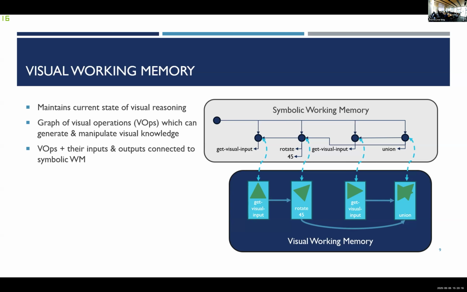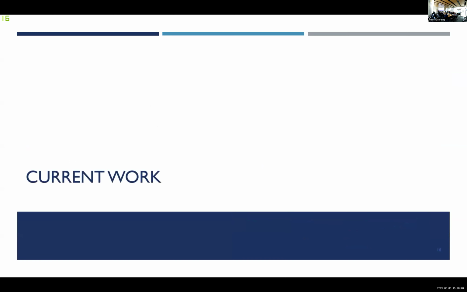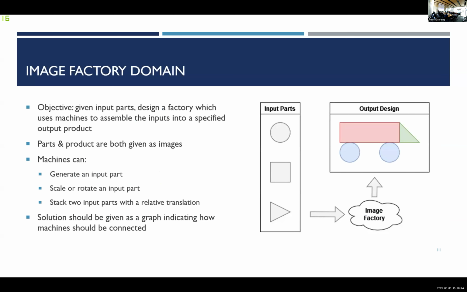So with this kind of brief background out of the way, I didn't want to spend too much time on it. I'll get to talking about my current work. The image factory domain is where I'm going to start, because this is the toy problem that I talked about earlier. The essential objective of this domain, it's based on a game called Shapes, essentially, where you take little shapes and you click them and rotate them and stack them together to make target images. And that's exactly what's going on here.